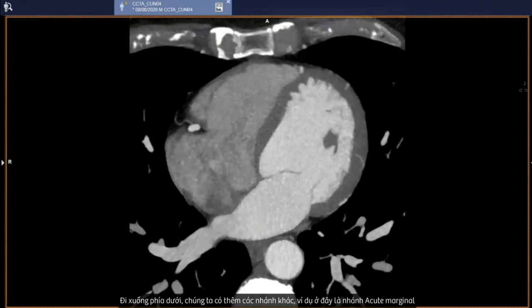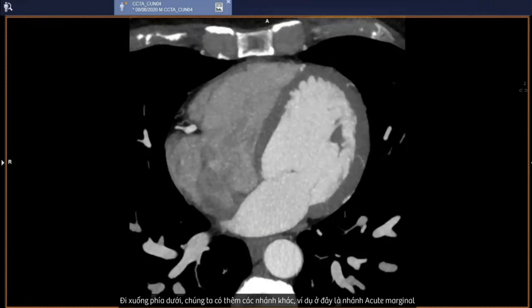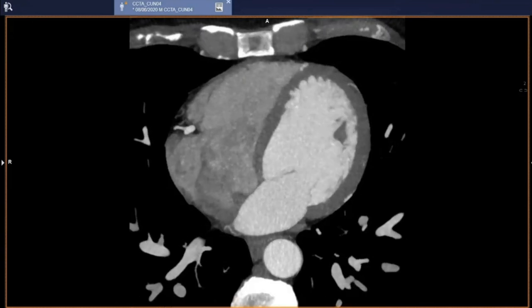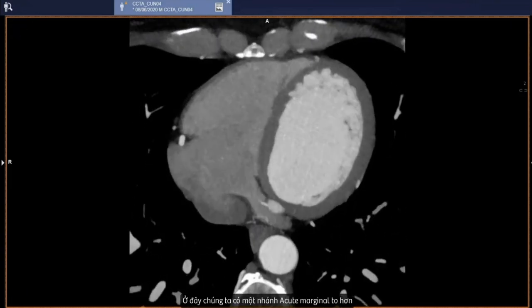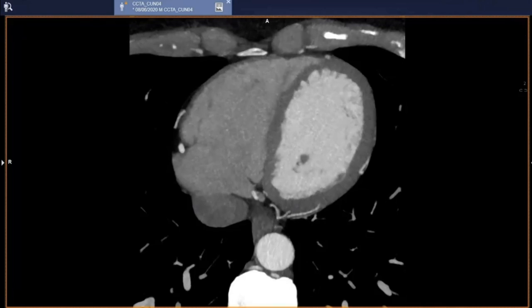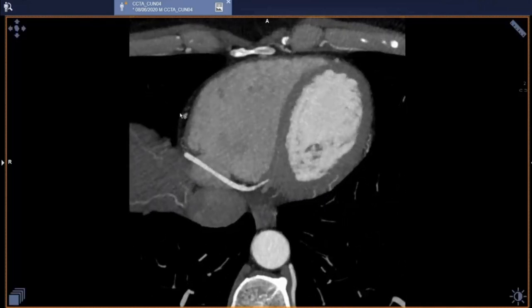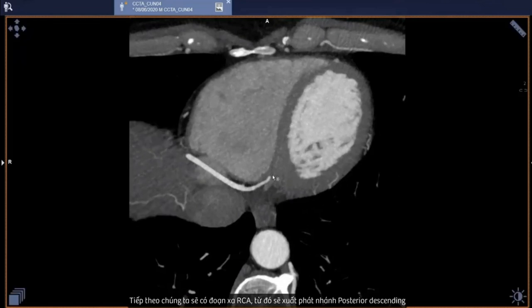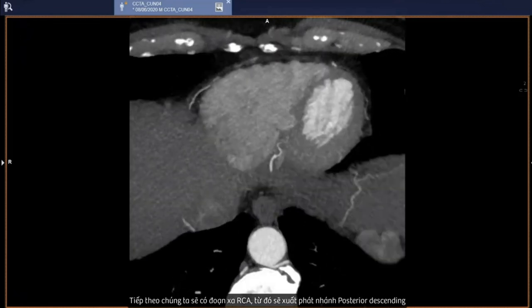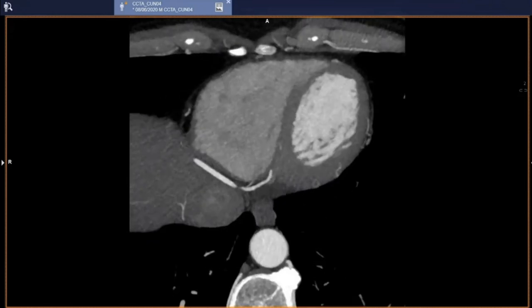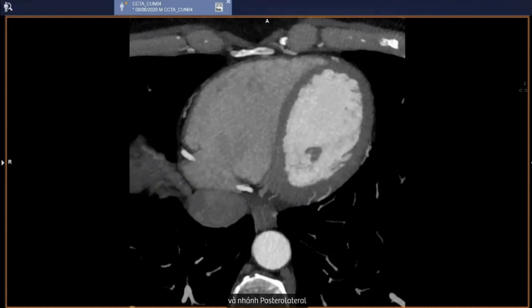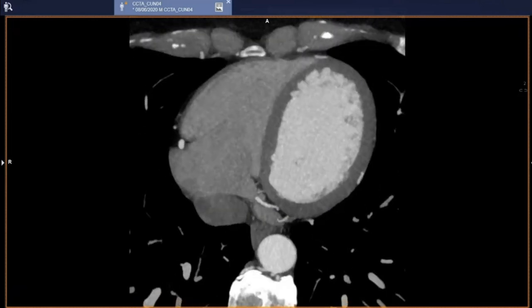This branch here is the acute marginal branch, tiny one. Here we see a bigger one, another acute marginal branch. So 2 marginal branches coming, and then we've got the distal segment of the RCA that will give off the posterior descending artery, which is in the inferior interventricular groove, and the posterolateral branch. We see it here.